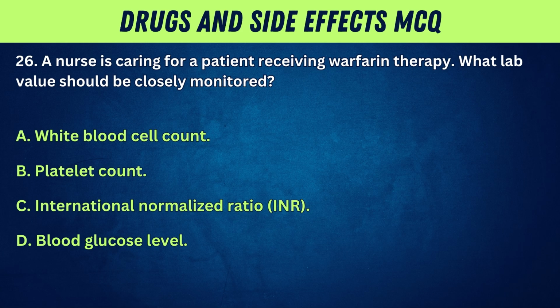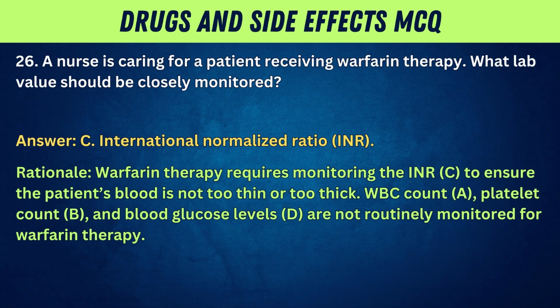26. A nurse is caring for a patient receiving warfarin therapy. What lab value should be closely monitored? A. White blood cell count. B. Platelet count. C. International normalized ratio, INR. D. Blood glucose level. Answer: C. International normalized ratio, INR. Rationale: warfarin therapy requires monitoring the INR, C, to ensure the patient's blood is not too thin or too thick. WBC count, A, platelet count, B, and blood glucose levels, D, are not routinely monitored for warfarin therapy.